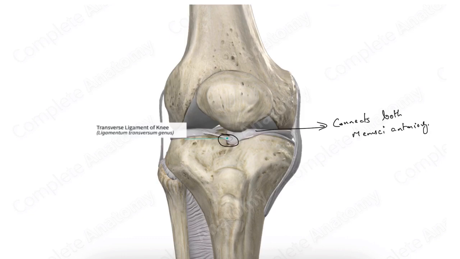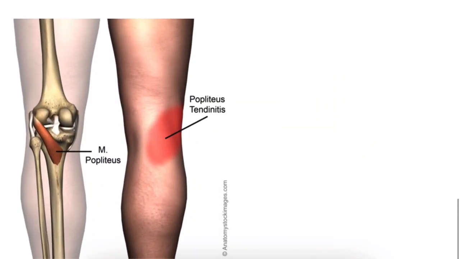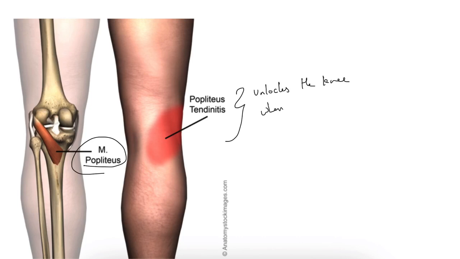Next we can see here the popliteal tendon. The main function of the popliteal tendon is that it unlocks the knee when the person begins flexion.